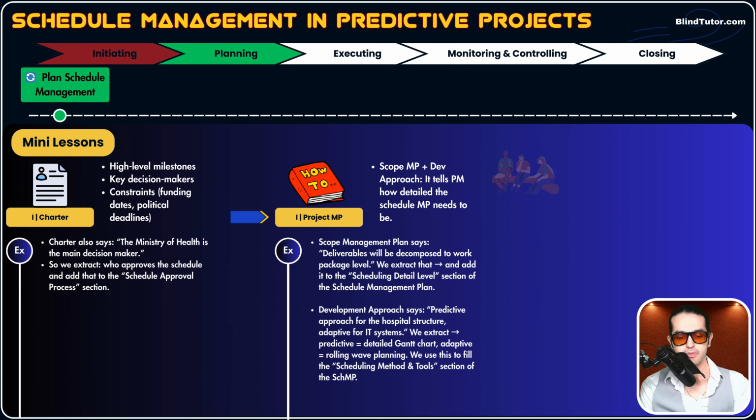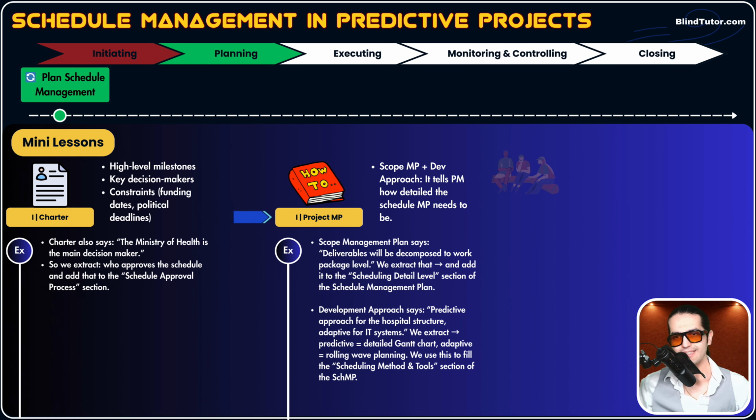If in the project management plan it is mentioned that the development approach is predictive, for example, we need to come up with a detailed and comprehensive schedule management plan. The goal of this process is creating a schedule management plan. If the development approach is predictive, that schedule management plan needs to be detailed and complete. But if the development approach is adaptive, for example, that schedule management plan needs to be just lightweight, not fully detailed and comprehensive. This is how the development approach, which is part of the project management plan, helps us as an input.